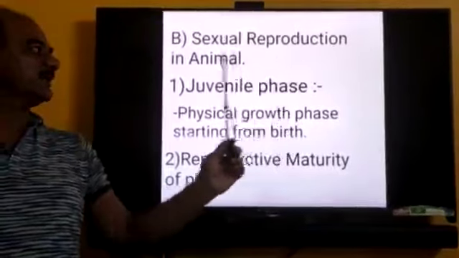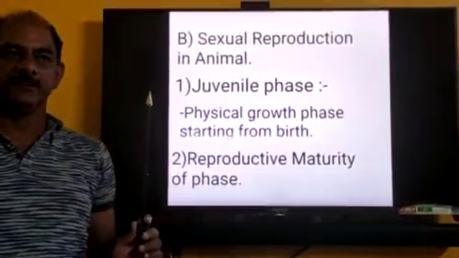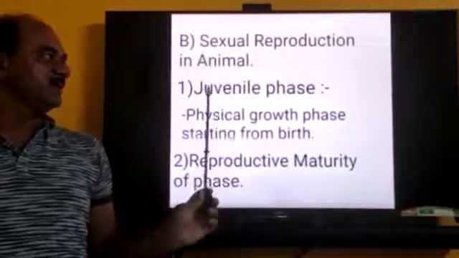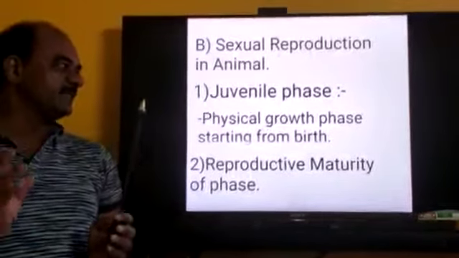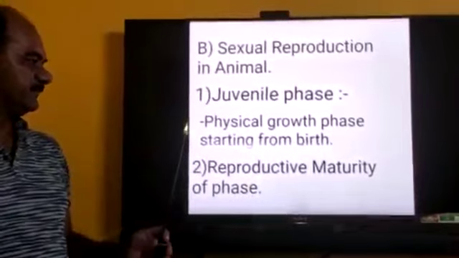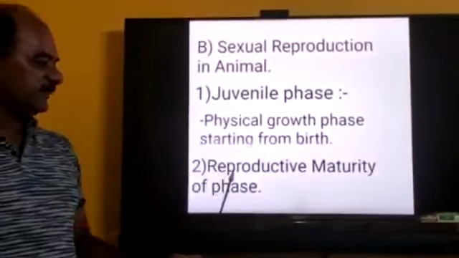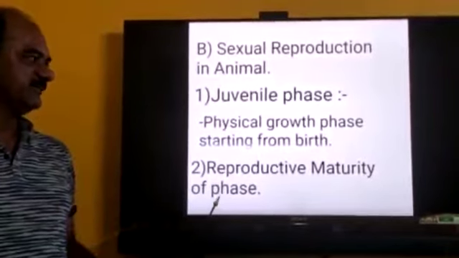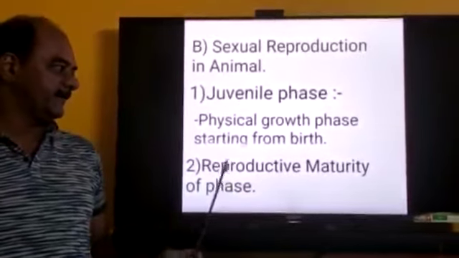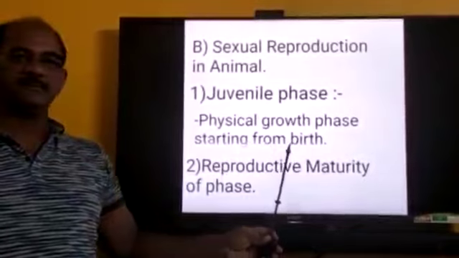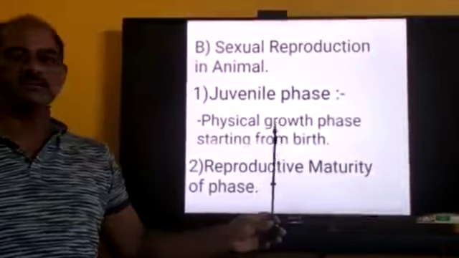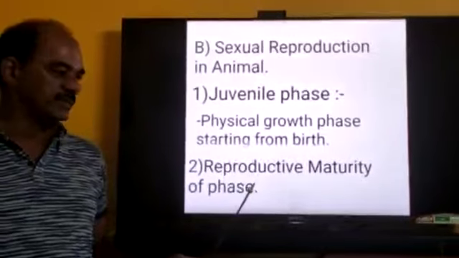Now, sexual reproduction in animals. Sexual reproduction in animals generally consists of two main phases. One is the juvenile phase, and the other is the reproductive maturity phase. The juvenile phase starts from birth, and after birth, the physical growth stage continues up to maturity.